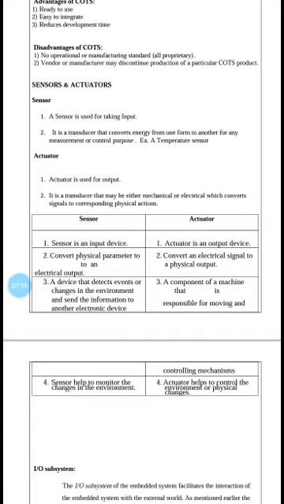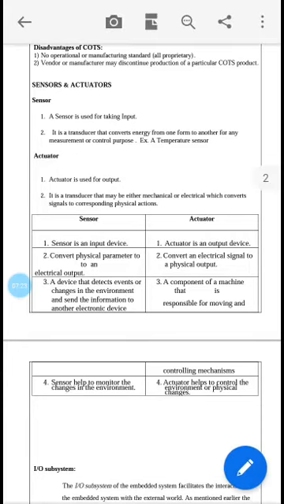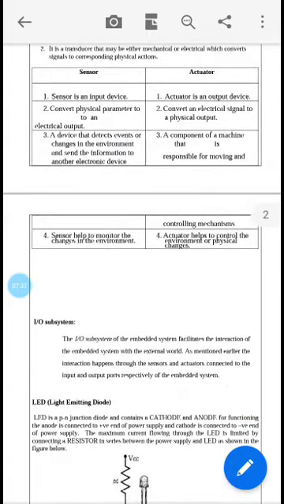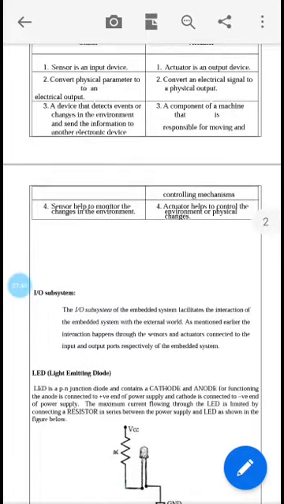In case of actuator, it helps to control the environment or physical changes. So next we'll move on to the next topic, that is I/O subsystem or I/O subcomponents. The I/O subsystem of the embedded system facilitates the interaction of the embedded system with the external world.